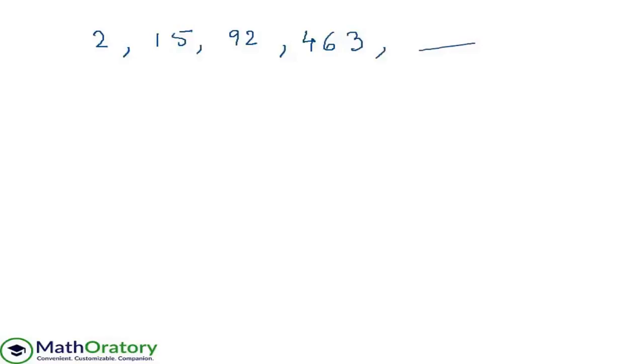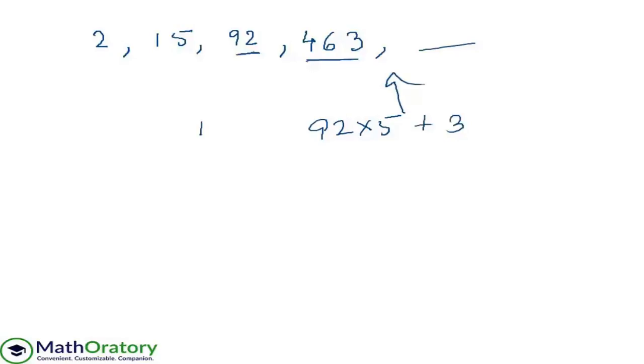If you look at the differences, I don't think I even have to write them out. It's easily observable that the series is increasing at a very rapid rate. So again, starting with the higher values, 92 times how much is 463? Close to 5 should strike your mind. 92 into 5 is 460, plus 3 gives us 463.